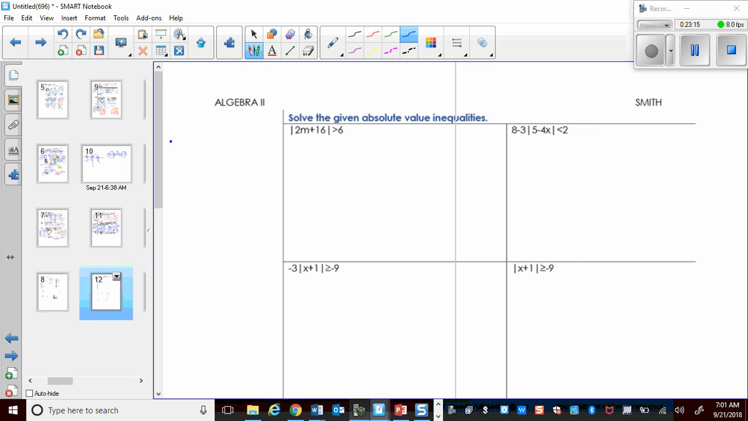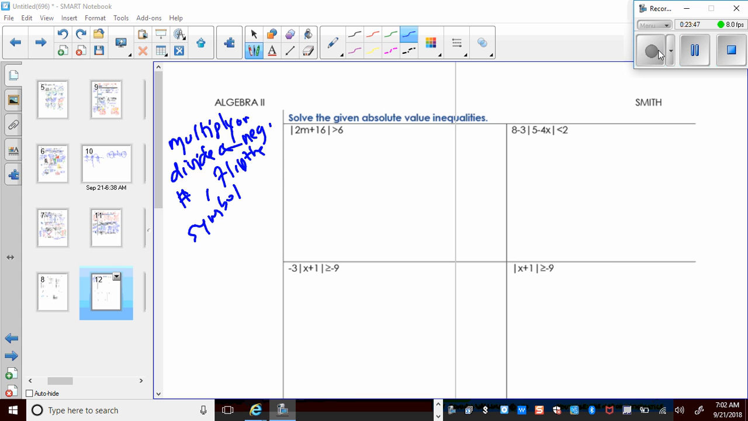Now, if you multiply or divide a negative number, please flip the symbol. Now we're going to be doing a couple flips here already, just as a matter of course, which are the characteristics of solving for these kinds of equations. Okay? Now, so you should have the directions.